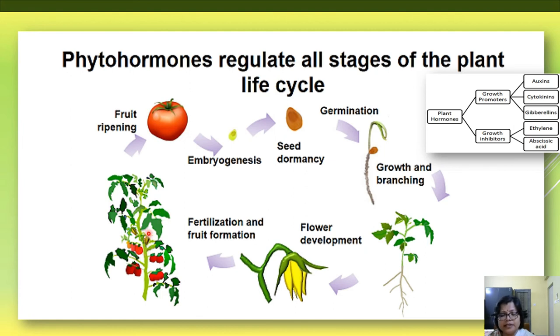Abscisic acid induces senescence and abscission, whereas cytokinin delays senescence. That's why cytokinin is also used for enhancing the vase life of certain commercial flowers like gladiolus.